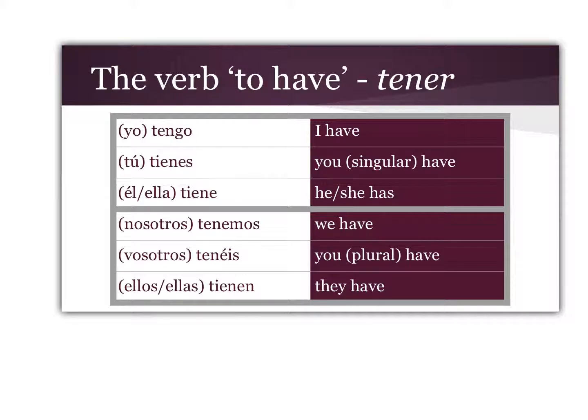Also that in the you form and the he, she form and the they form, the vowel in the middle of the stem changes from the E in the I form, the we form and the you plural form to an IE. So two reasons why the verb tener, to have, is an irregular verb in Spanish.